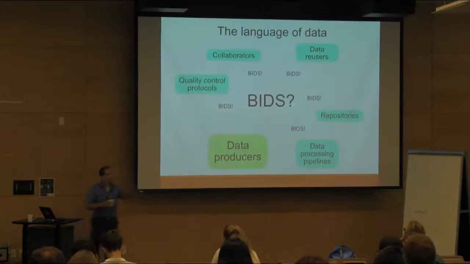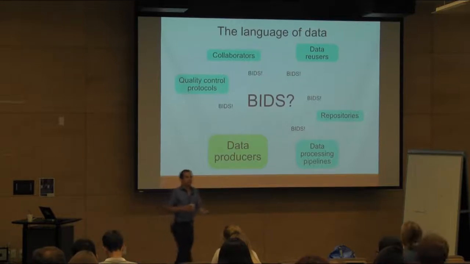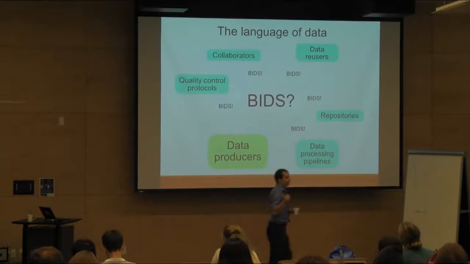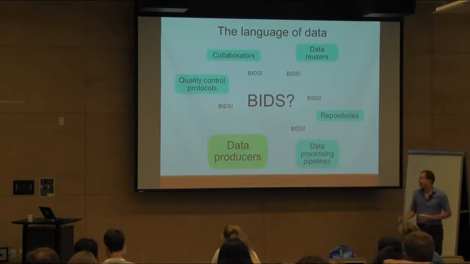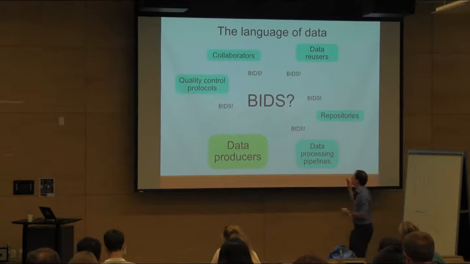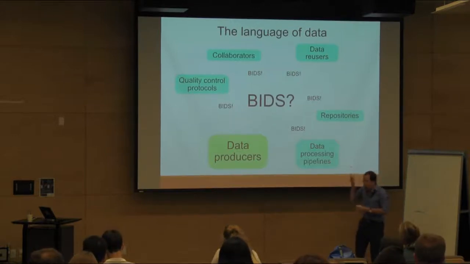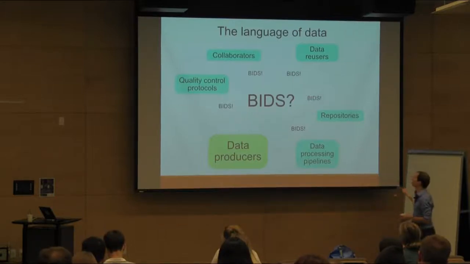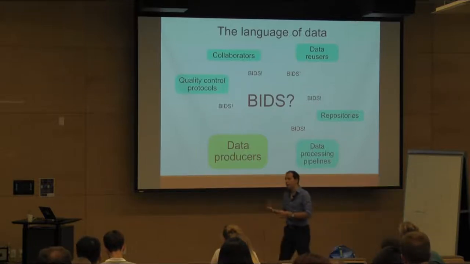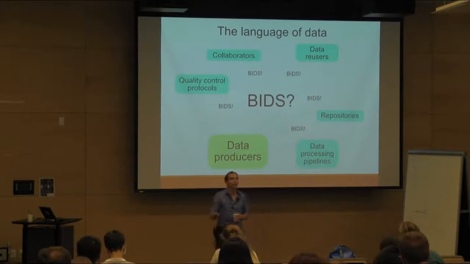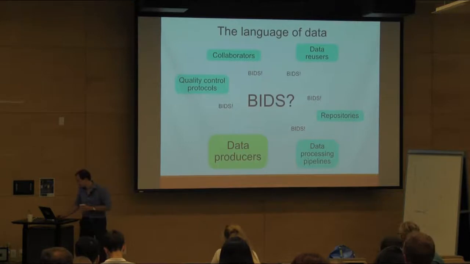So in other words, what we aim to provide is a language. It's basically a way for different participants of this community to talk about their data. So we have data producers that provide the data, and then we have different applications such as quality control tools, as well as data processing pipelines. But then we have also repositories, and we have collaborators, and now we all can speak the same language.